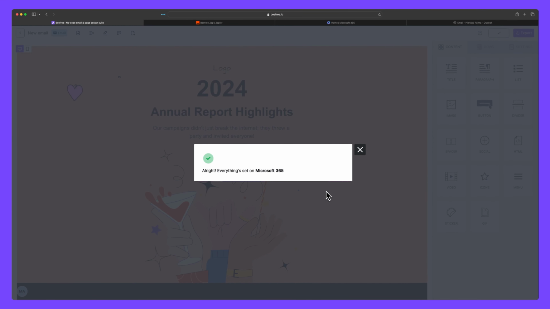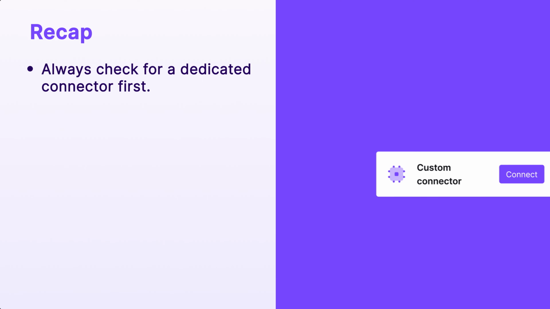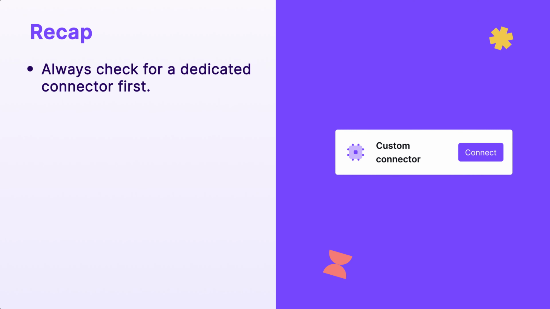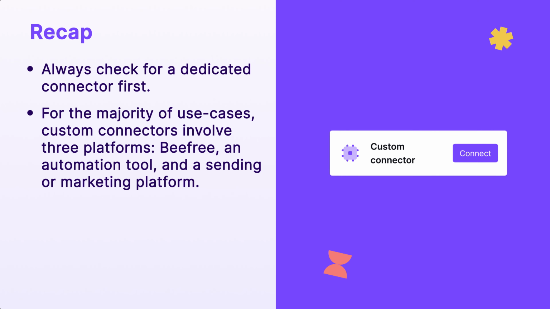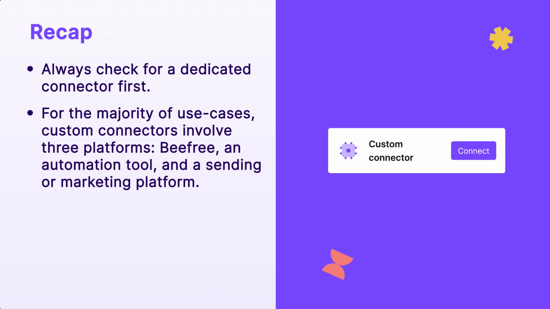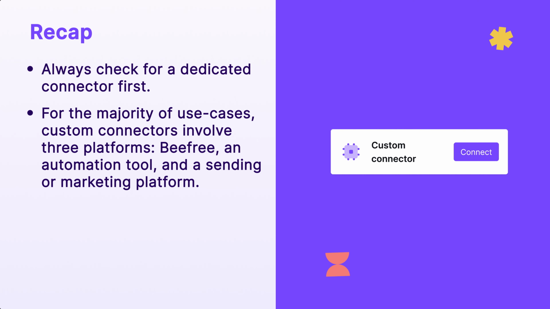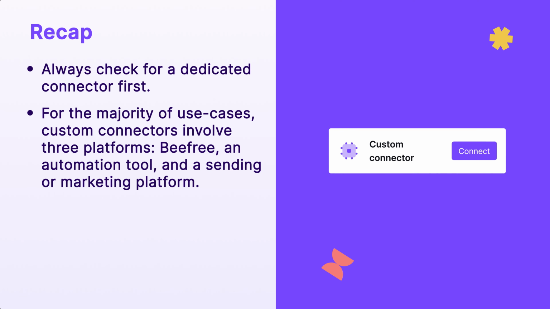Let's recap what we've learned. Always check for a dedicated connector first. It saves you time and effort. For the majority of use cases, custom connectors involve 3 platforms: Beefree, an automation tool like Zapier, and a sending or marketing platform like Microsoft Office 365, Jira, or Postmark.